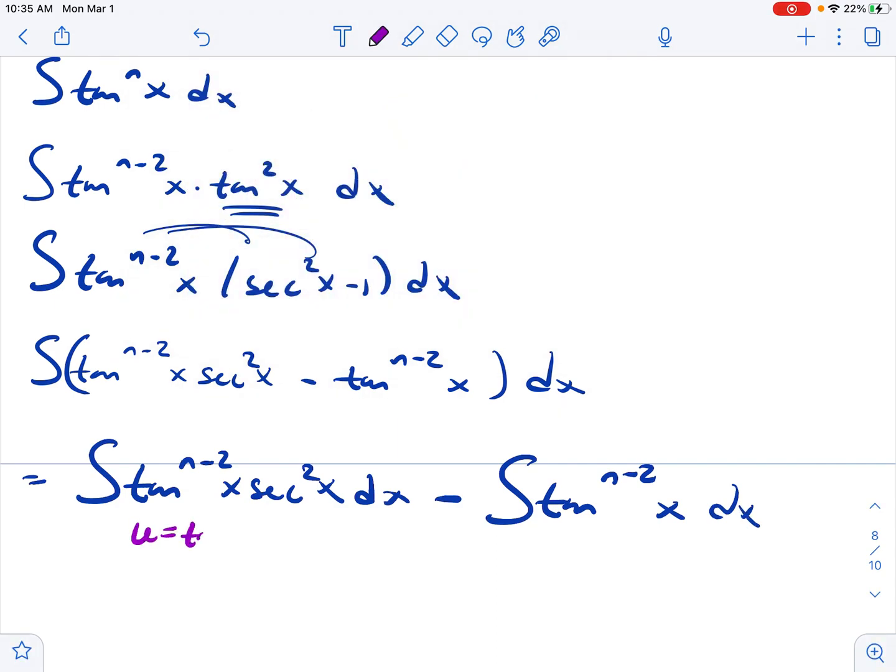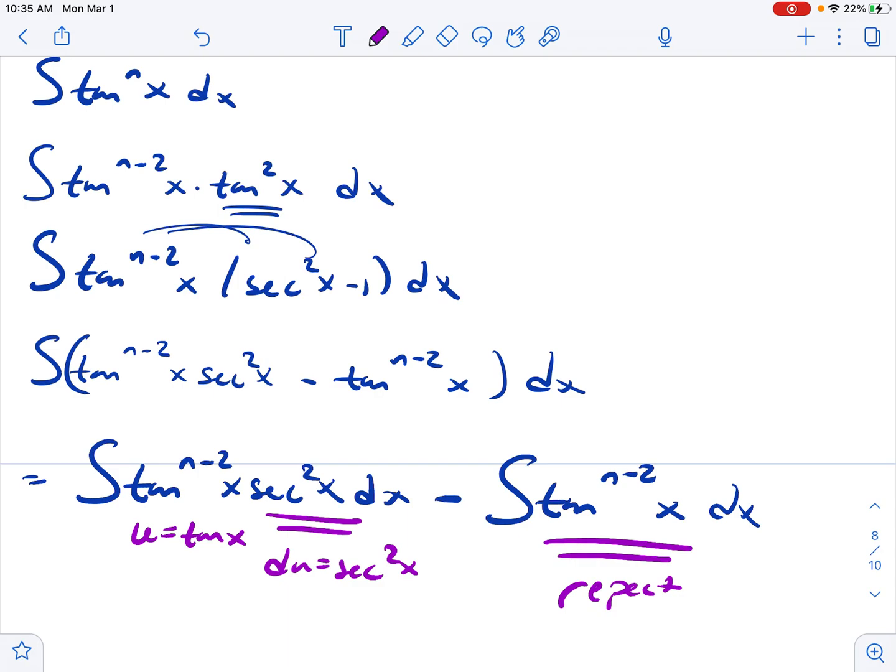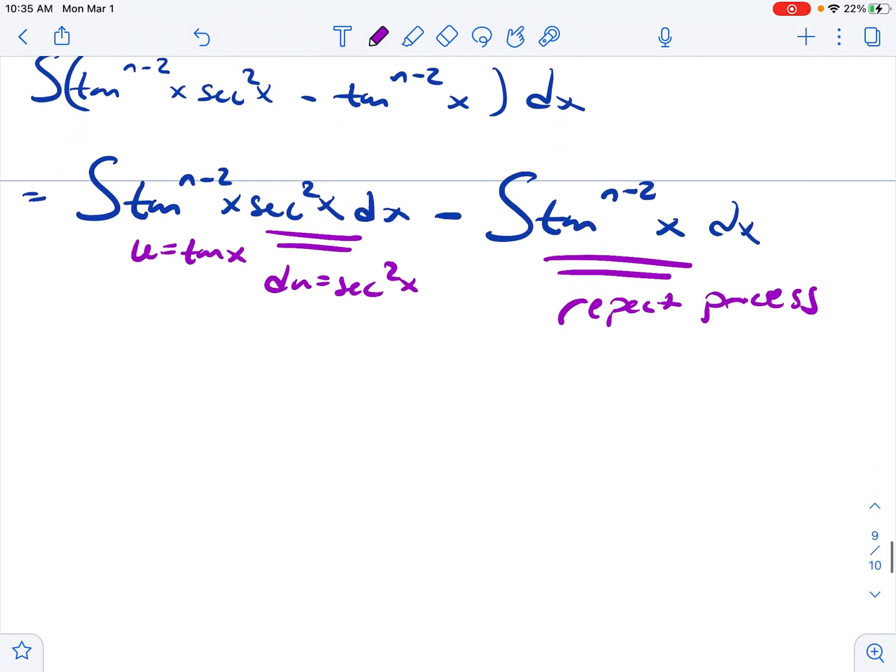For this, we use u substitution. u is tan, du will pick up the secant squared x. On this, we repeat the process if need be, meaning we got now another power of tan. We're going to break that down and see what happens, okay?